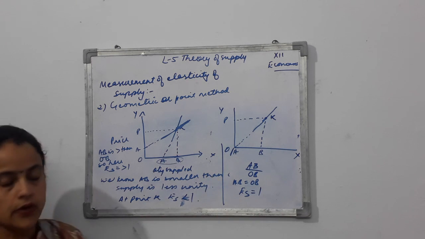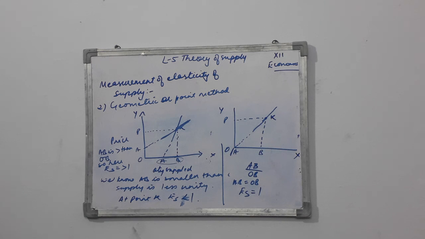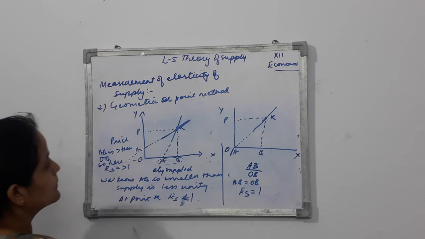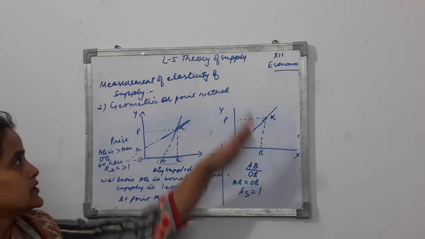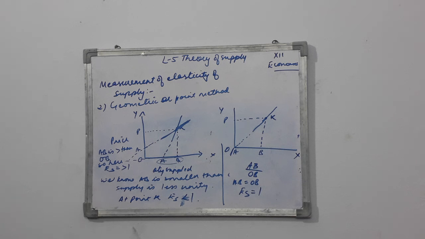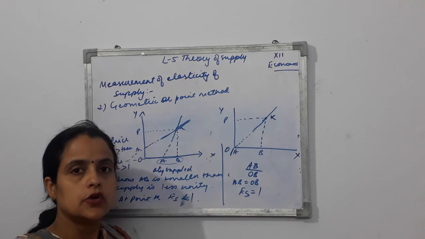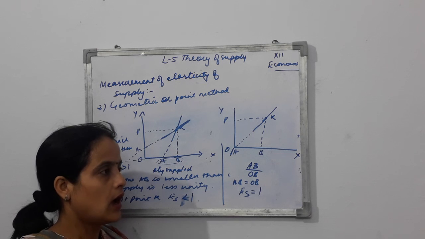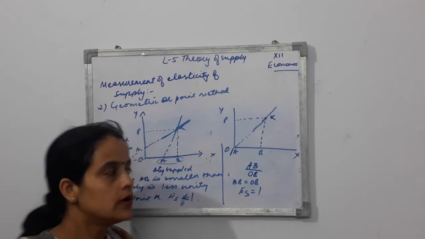So this is your point method. This is how you use your point method. Student, this is basically your measurement of elasticity of supply. And we are done with this portion. In the next video, we'll be doing elasticity of supply, factors which affect the elasticity of supply.